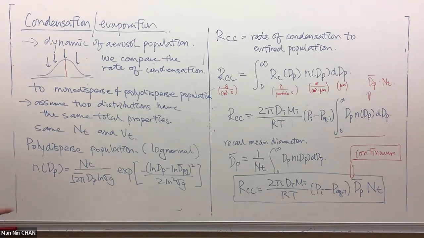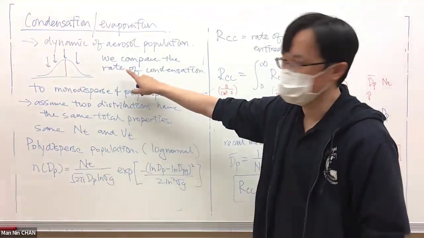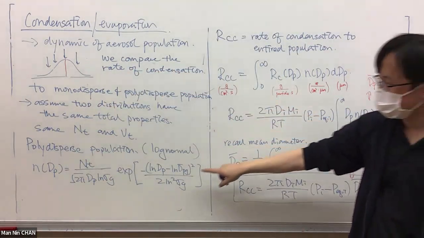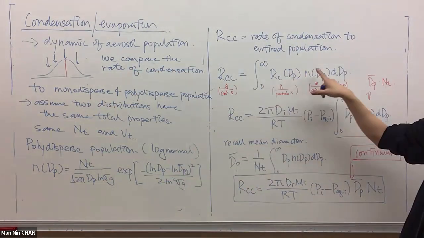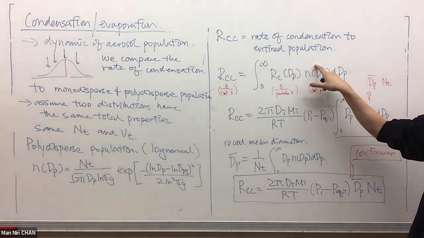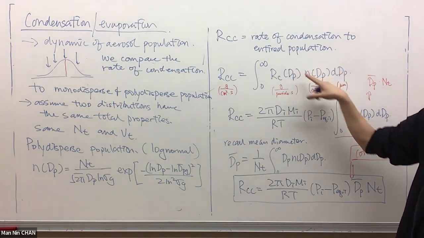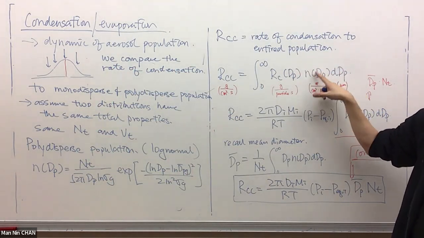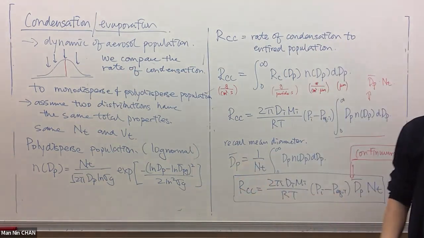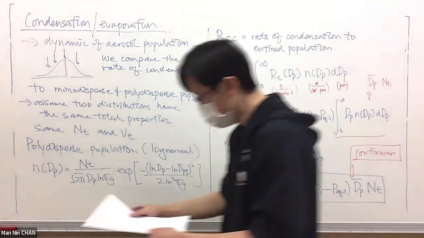So you can describe your polydispersed population using this log normal distribution function. Because this is a log normal, we can put this function into this term here. So now you have a function for your aerosol size distribution, if it is log normally distributed.